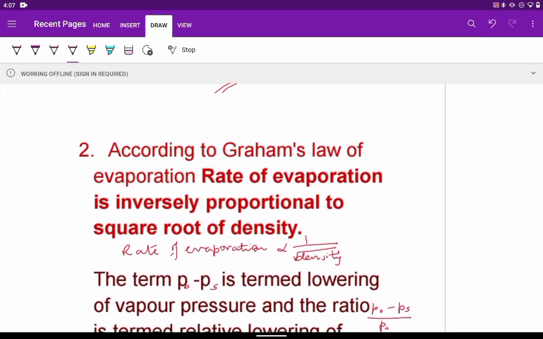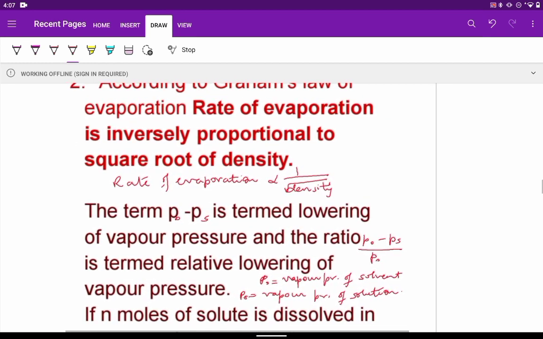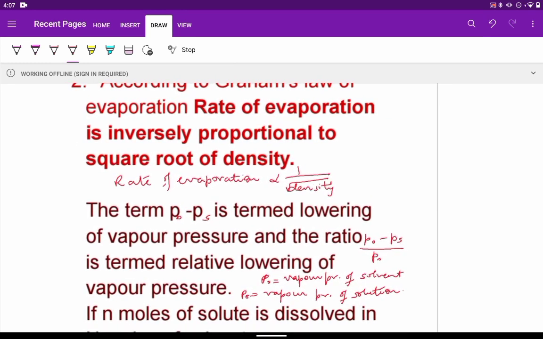Secondly, according to Graham's law of evaporation, we have a relationship between rate of evaporation and density. The rate of evaporation is inversely proportional to square root of density, which can be mathematically expressed by this proportionality equation.